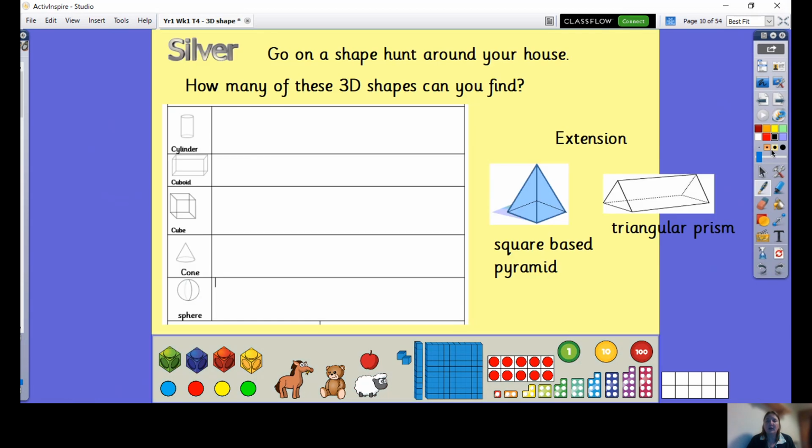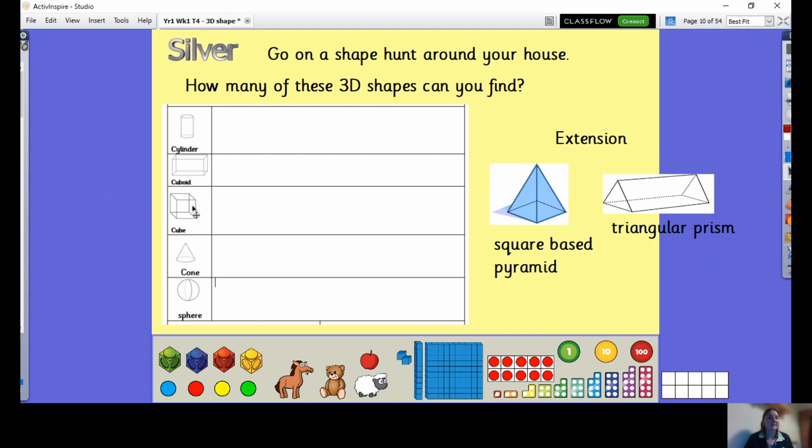Okay, so your work this morning is to go on a shape hunt around your house. Can you find any of those 3D shapes in your house? You're obviously not going to look like that, but objects in your house that are a cylinder, so that could be something like a toilet roll. Something that's a cuboid, if you remember from the beginning, was a tissue box. Have you got any other boxes or anything that's a cuboid shape?